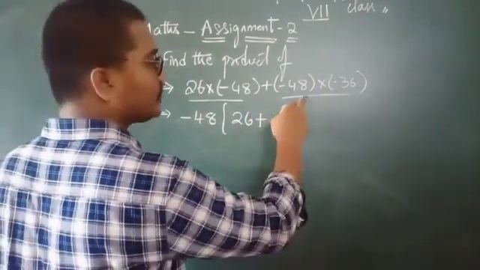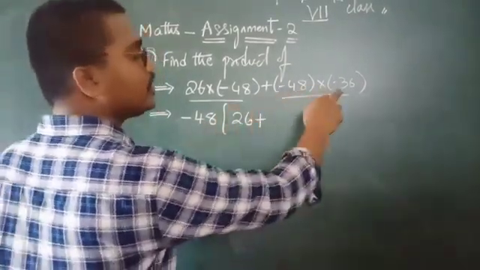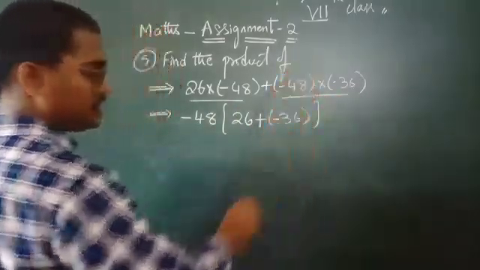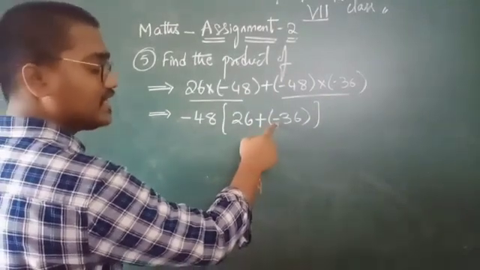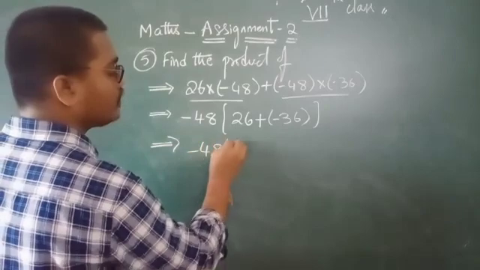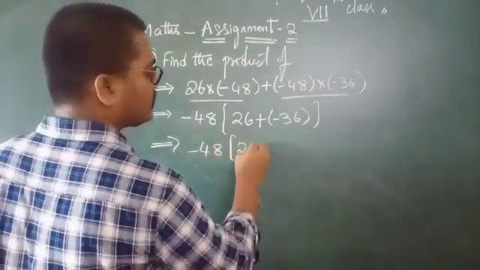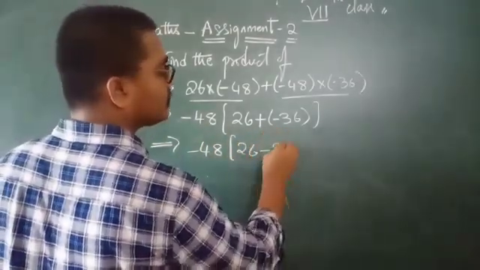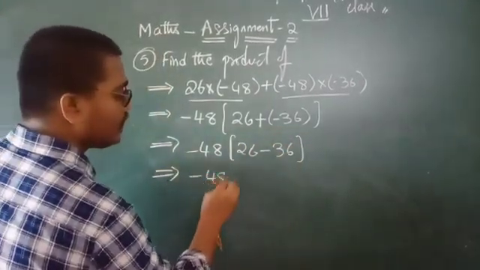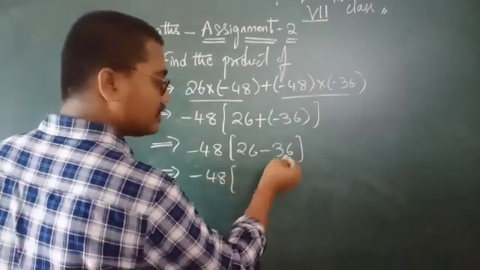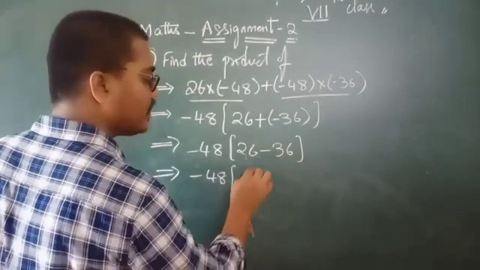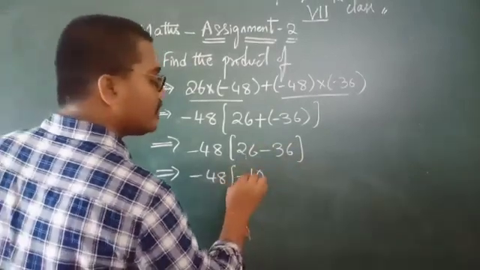And in the second term, if you take minus 48 as a common term, minus 36 is the leftover integer. So you need to write down minus 36 in the bracket, because you can see a different integer sign over there. So minus 48, open the bracket, 26 plus into minus is nothing but minus 36. So minus 48 into, you need to subtract the smallest number from the greatest number, that is 10, and you need to keep a negative sign over there.